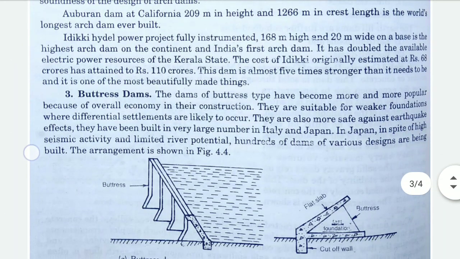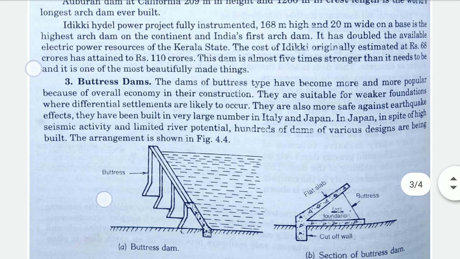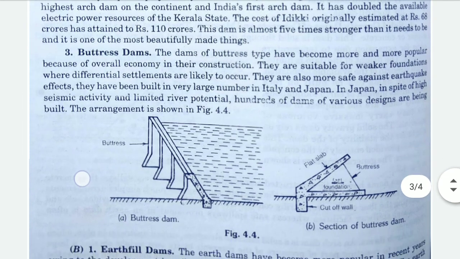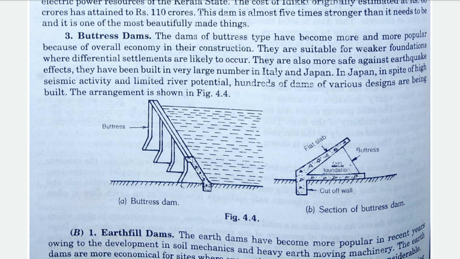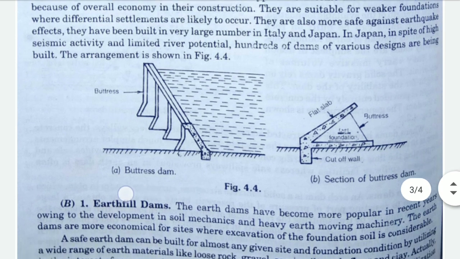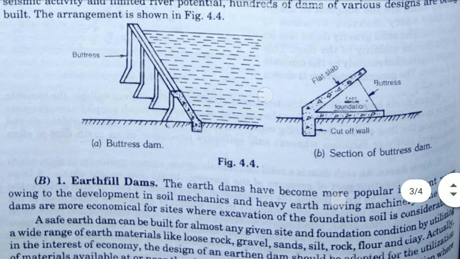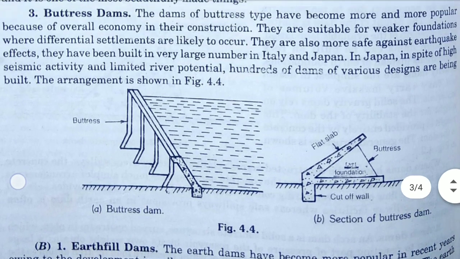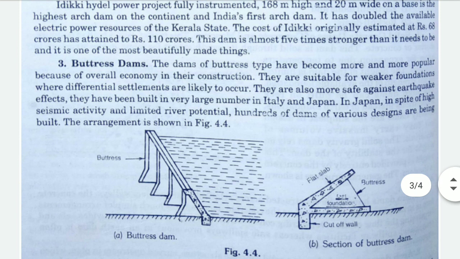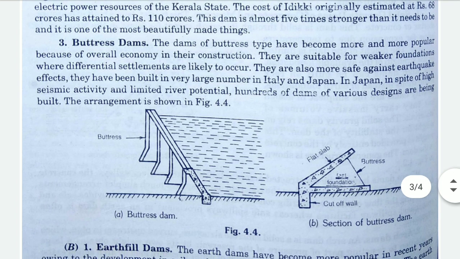The next type is the buttress dam. Buttress dams have become more and more popular because of the overall economy of their construction. They are economical in construction. They are suitable for weaker foundations, meaning where the foundation is not good, and where differential settlements are likely to occur. The buttress dam is shown here with its cross section: cut-off wall, foundation, flat slab. This comes under the solid type. They are safer against earthquake effects, and have been built in very large numbers in Italy and Japan.